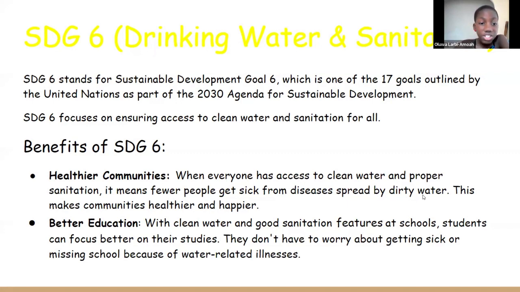Benefits of SDG 6. Healthier communities. When everyone has access to clean water and proper sanitation, it means fewer people get sick from disease spread by dirty water. This makes communities healthier and happier. Better education. With clean water and good sanitation features at school, students can focus better on their studies. They don't have to worry about getting sick or missing school because of water-related illness.